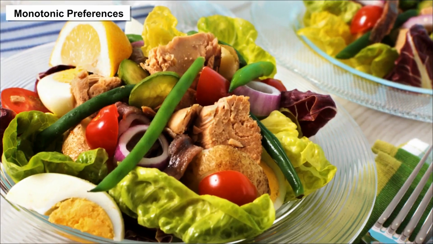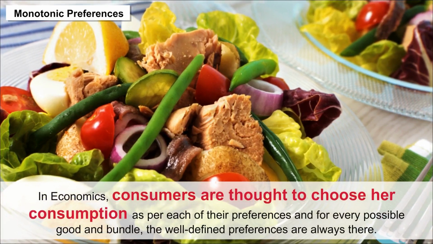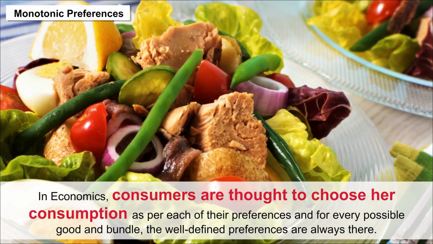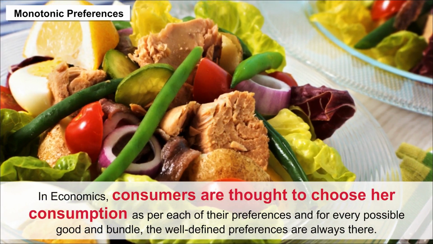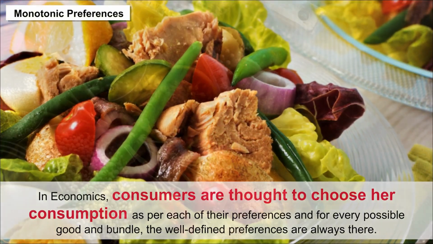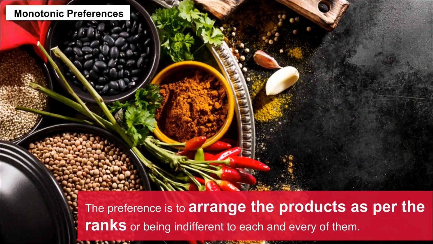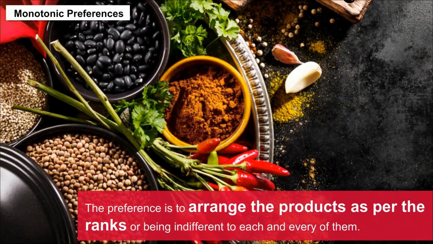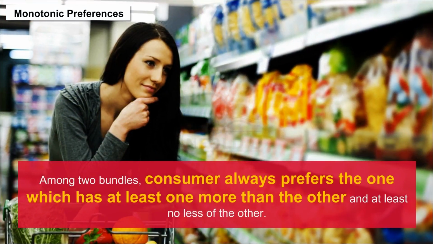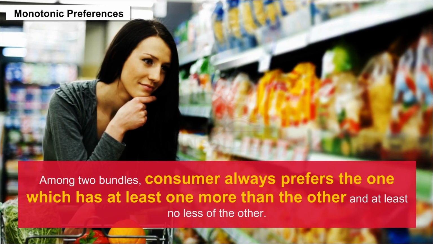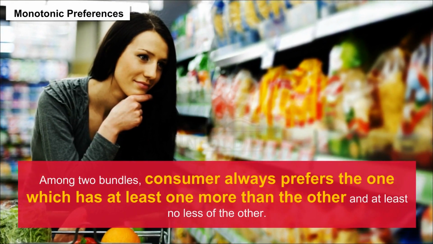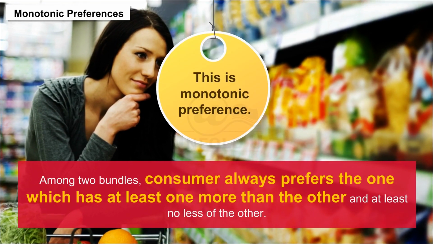Monotonic preferences. In economics, consumers are assumed to choose their consumption as per their preferences, and for every possible good and bundle, well-defined preferences are always there. That is, the preference is to arrange the products by rank or to be indifferent between them. Among two bundles, the consumer always prefers the one which has at least one more of a good and at least no less of the other. This is monotonic preference.